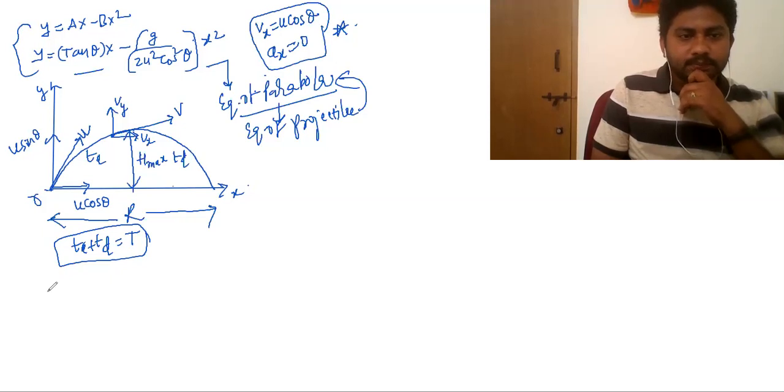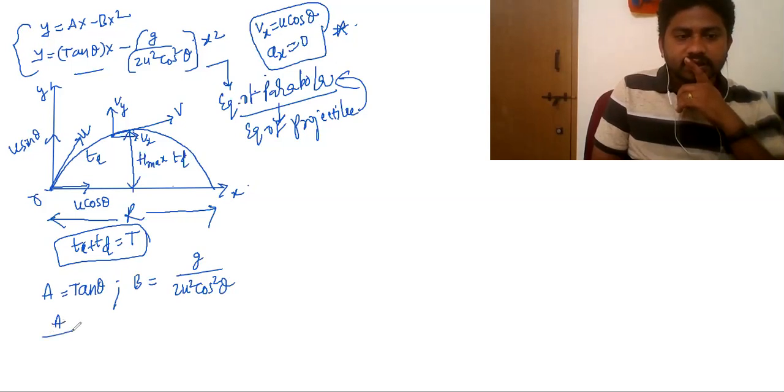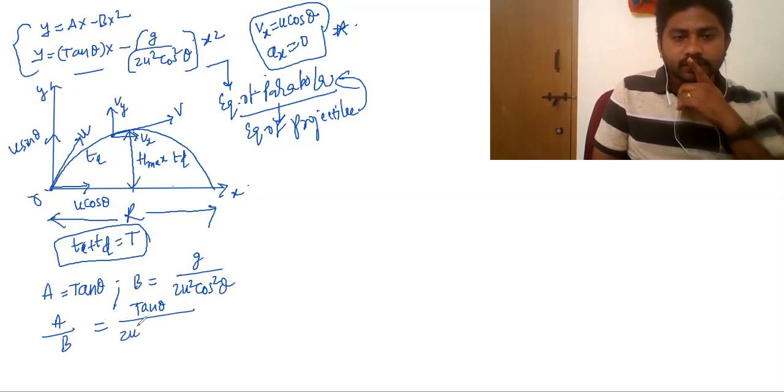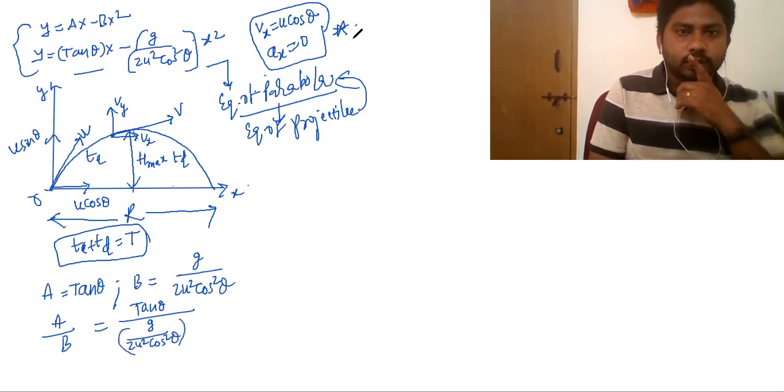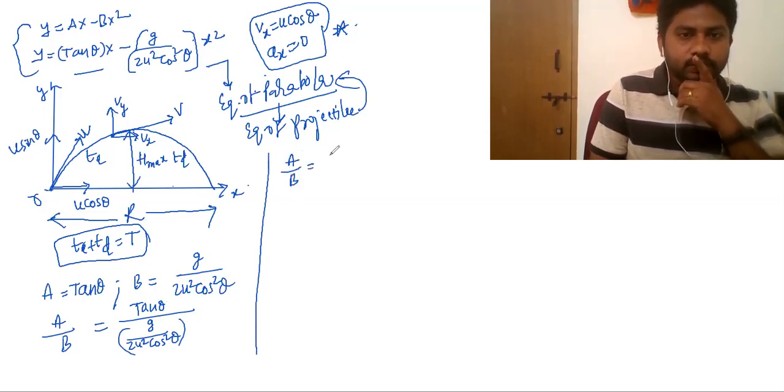From these two equations, you can compare: your A value is tan theta, yes or no? Constant. Your B value is g by 2u square cos square theta. So from this, can I do A by B? Right, the ratio of this constant and this constant. So A is tan theta, which is divided by B, which is g by 2u square cos square theta. Now A by B is equal to tan theta, I can write it as sine theta by cos theta.